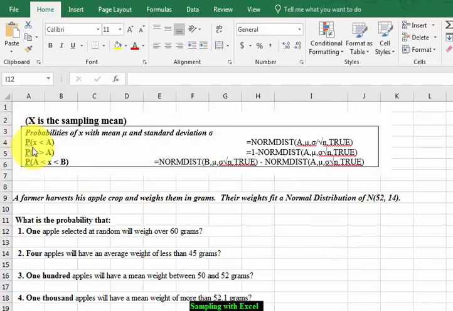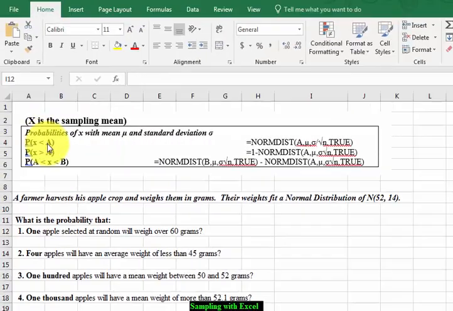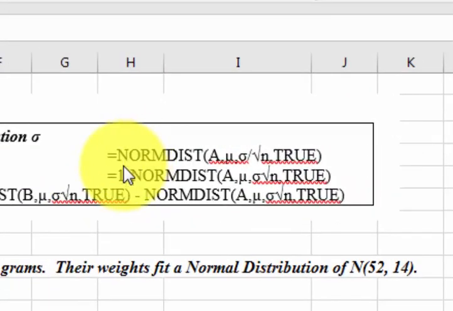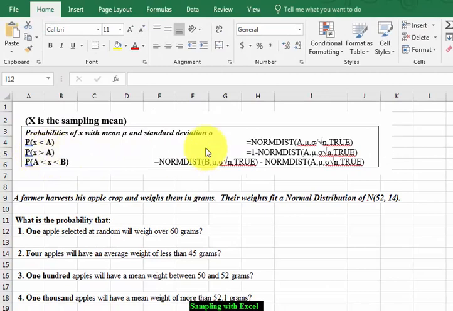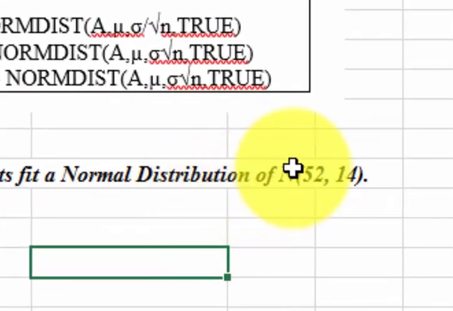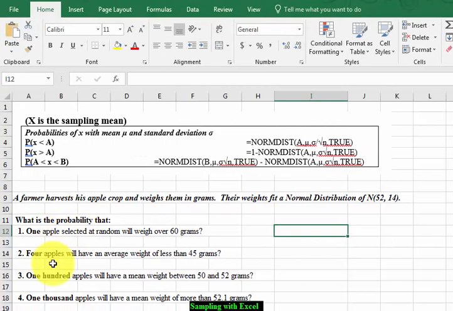So this first one is the probability that a sample is greater than some number. That's this formula, equals NORM.DIST. This is greater than some value, and this is 1 minus, and this is between some values. I'm going to pick the cell right next there and type this in with the information. This tells us that the distribution is normal. That's what the big N means. The first number is the mean, and the second number is the standard deviation. And each different problem has a different sample size.